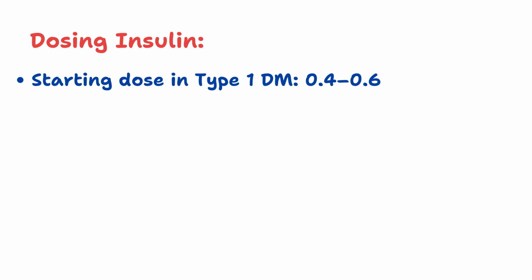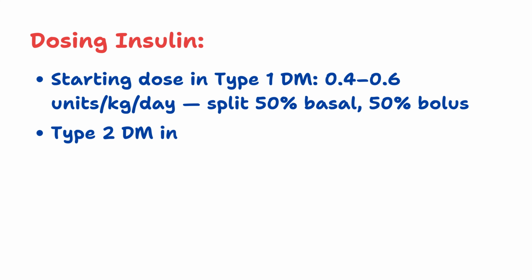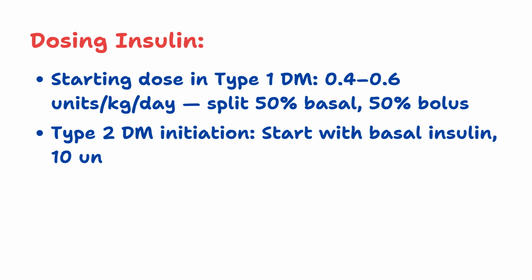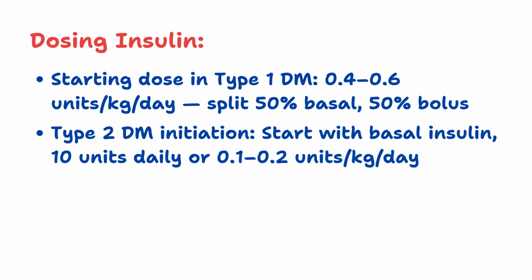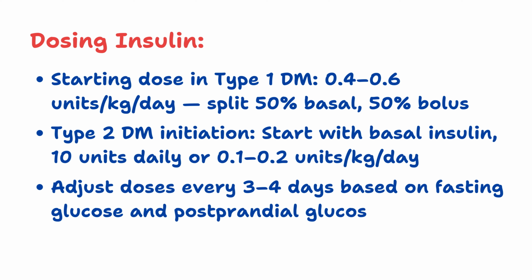Dosing insulin. How do we dose insulin? In type 1 diabetes, start with 0.4 to 0.6 units per kilogram per day, half basal and half bolus. In type 2, begin with basal insulin 10 units daily or 0.1 to 0.2 units per kilogram. Adjust dose every few days, guided by fasting and post-meal glucose readings.